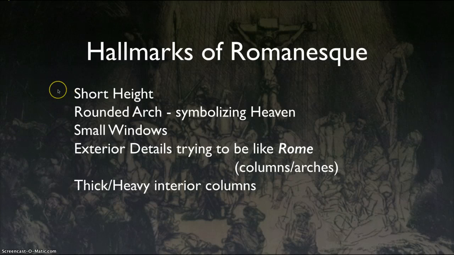What to look for and try to identify: short height within their buildings. They can't go very high because they don't have concrete anymore. Brick and stone is what they have to build with. The rounded arch, symbolizing heaven, very much a part of this style. Small windows, although some have larger windows, they're still small, especially in comparison to what we see underneath Gothic.